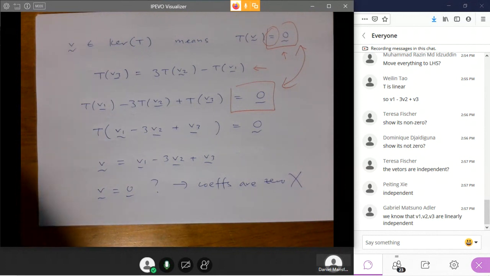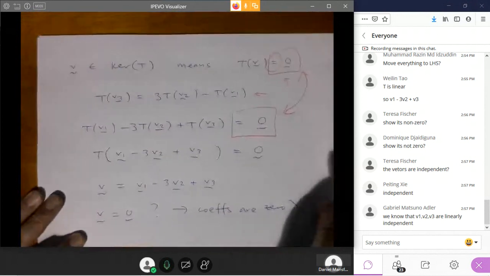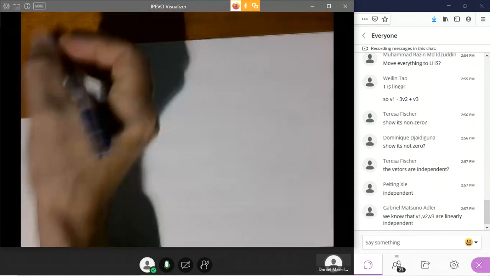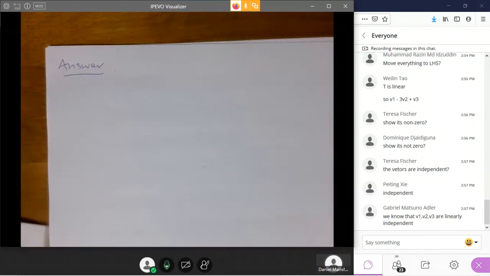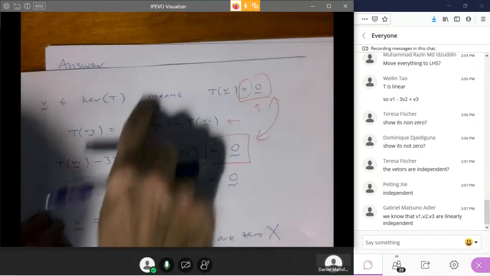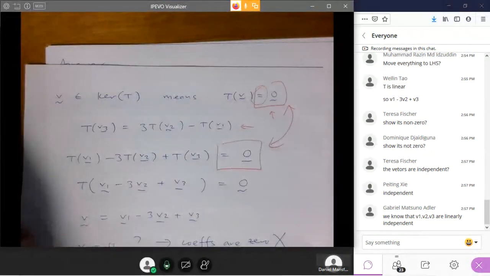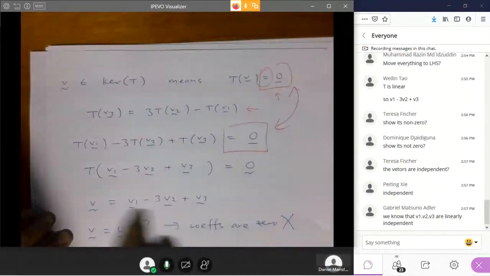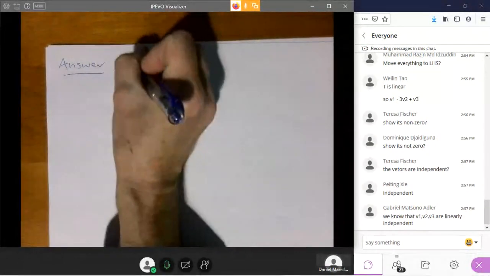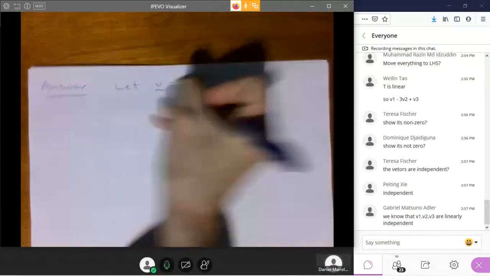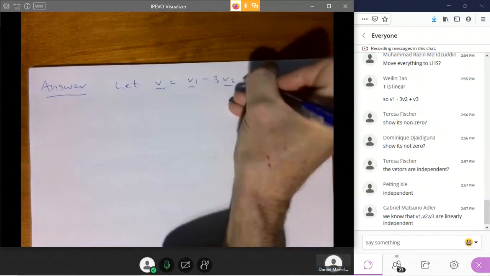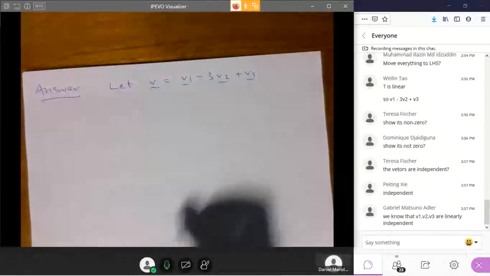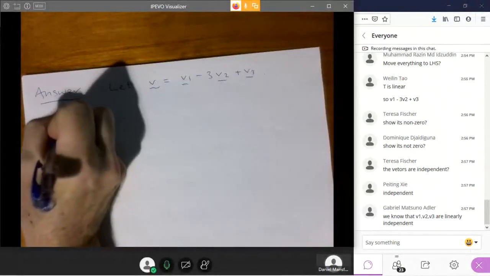Okay, so like I said, now we need to write it up carefully. We have to find a non-zero vector v in the kernel of T. If you've done the working, we may as well start off with the answer. So here's our answer to part A. I'm not going to go through and find it like this. That's my scratch pad, that's my rough working. But for the actual answer, I may as well just say, this is what I want v to be. So I'll say let v equal v1 minus 3v2 plus v3.